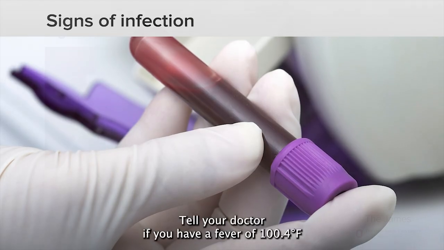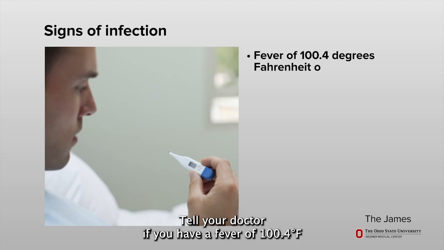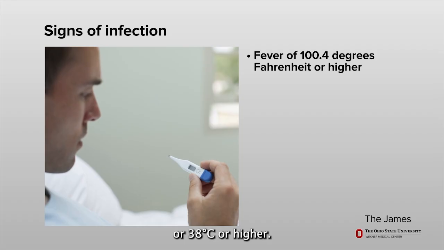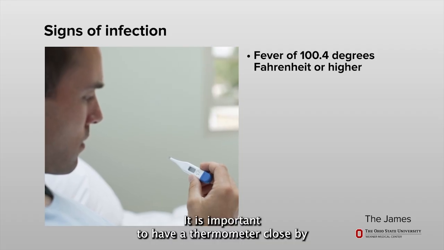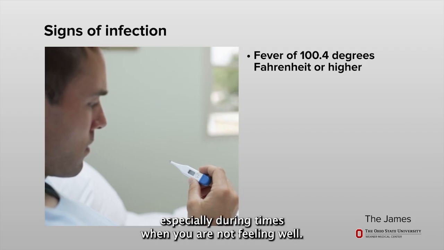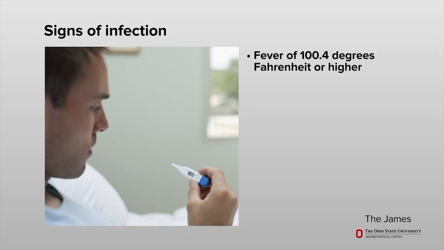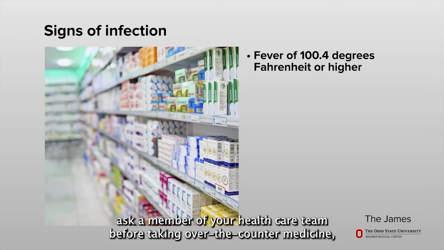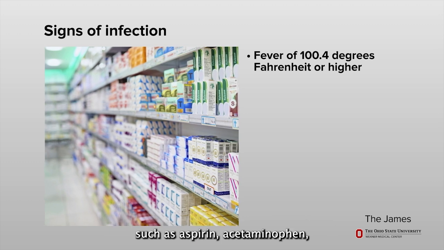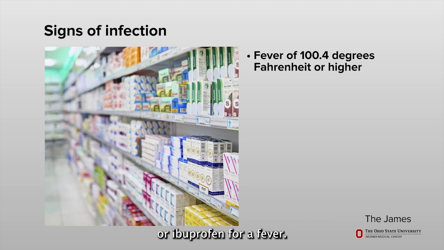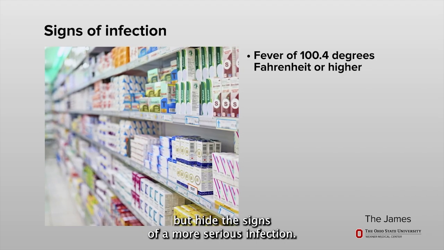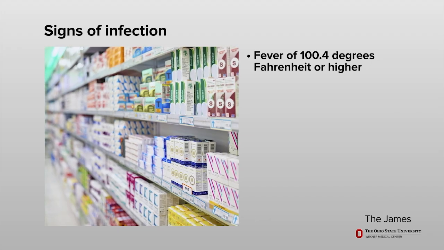Tell your doctor if you have a fever of 100.4 degrees Fahrenheit or 38 degrees Celsius or higher. It is important to have a thermometer close by so you can check for a fever regularly, especially during times when you are not feeling well. Be sure to ask a member of your healthcare team before taking over-the-counter medicine, such as aspirin, acetaminophen, or ibuprofen for a fever. These medicines can lower a fever, but hide the signs of a more serious infection.